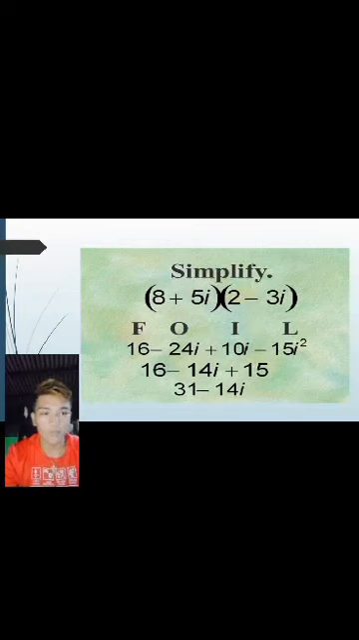If you wonder why it becomes positive 15, it is from i to the power of 2. Since the value of i to the power of 2 is -1, -15 times -1 is equal to positive 15. So 16 minus 14i plus 15 is equal to 31 minus 14i.